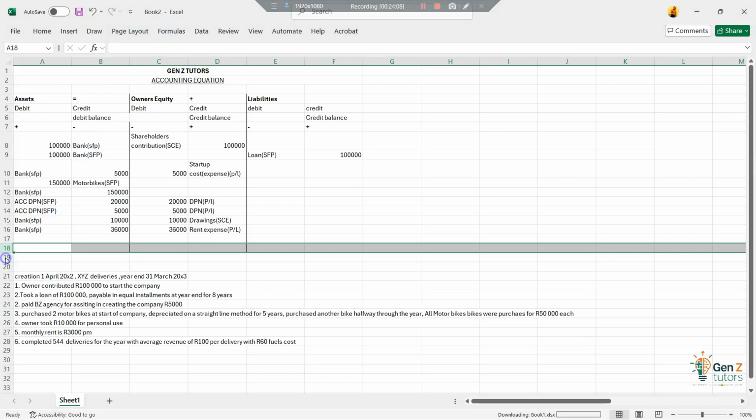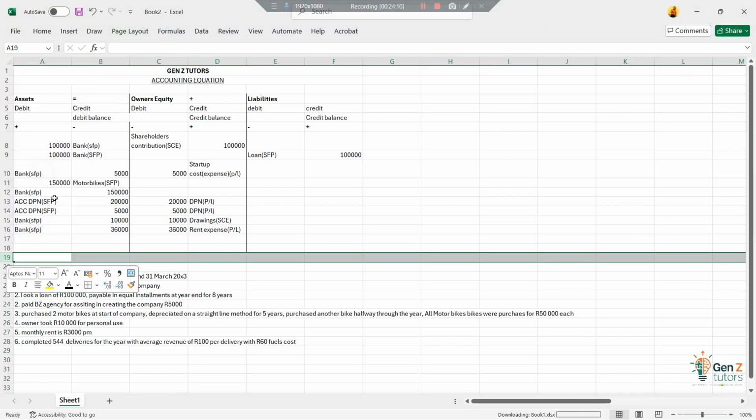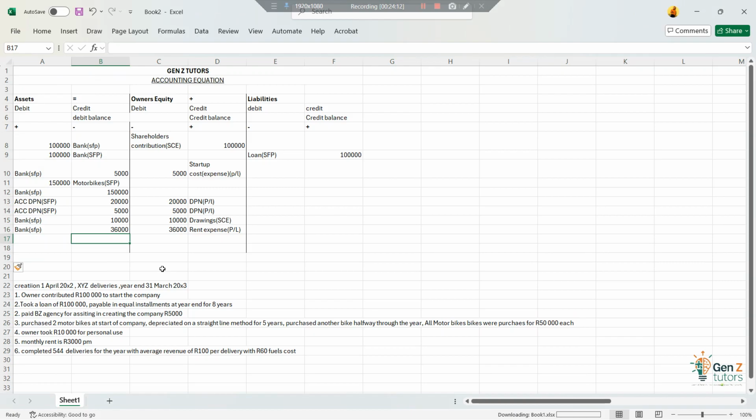And now let's add a few more lines to this, and then we're almost done, guys. Almost done with the accounting equation. Again, what is going to be happening over here? We have completed 544 deliveries for the year with average revenue of 100 Rand per delivery and 60 Rand fuel cost. Since we are operating a business, we have to eventually make sales. And when we make sales, we make money.